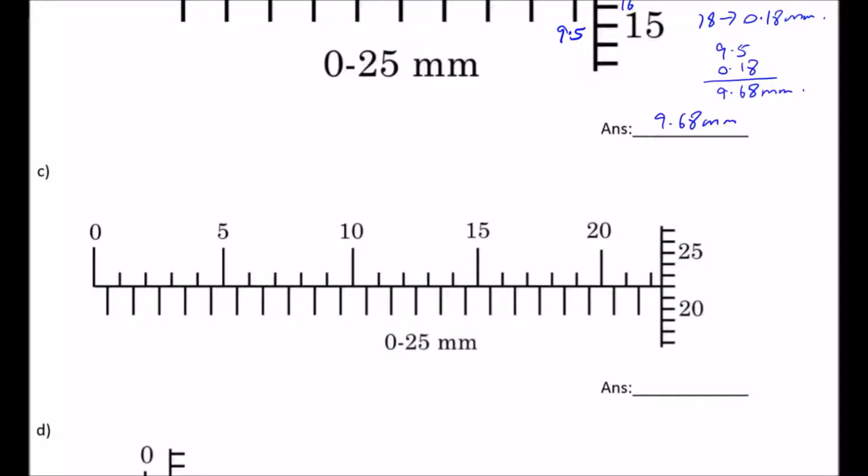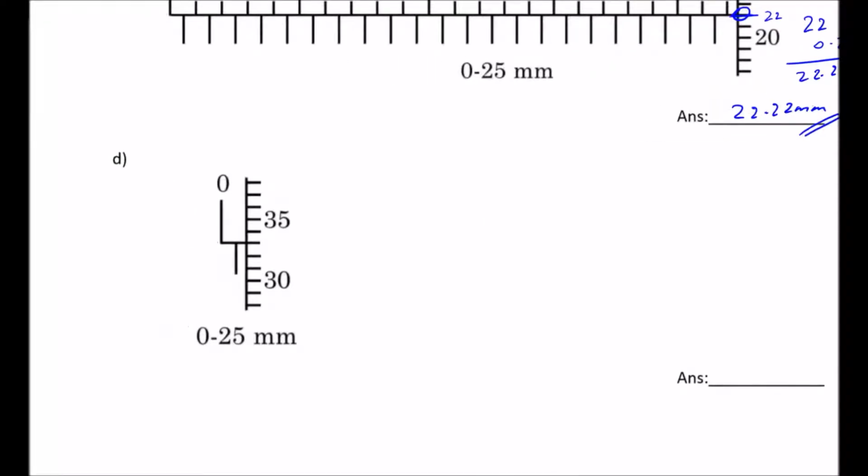Okay, question C. Again, the first step is to see where the timber begins. Just by looking at this point, we know that it's slightly above 22 mm. Then what is the timber reading? The timber reading is 22, which is 0.22 mm. If you add both values together, this is 22.22 mm. So that's the answer.